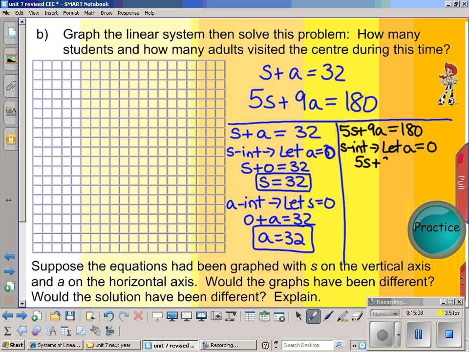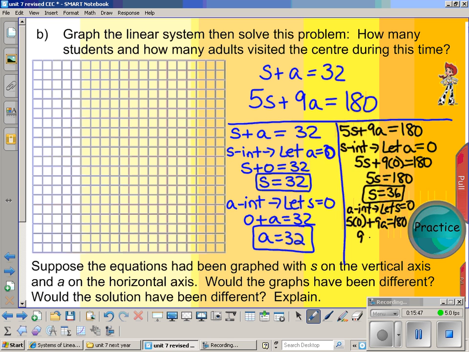Now we want to find the A-intercept, so we let S equal 0. 5 times 0 plus 9A equals 180. So we'll have 9A equals 180. Divide by 9, and you will have A equals 20. So all of our intercepts are positive, which should make sense. We are dealing with numbers of people.